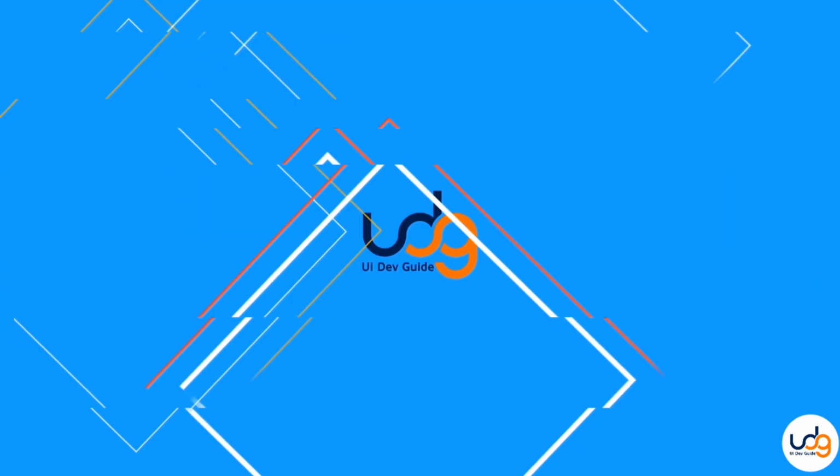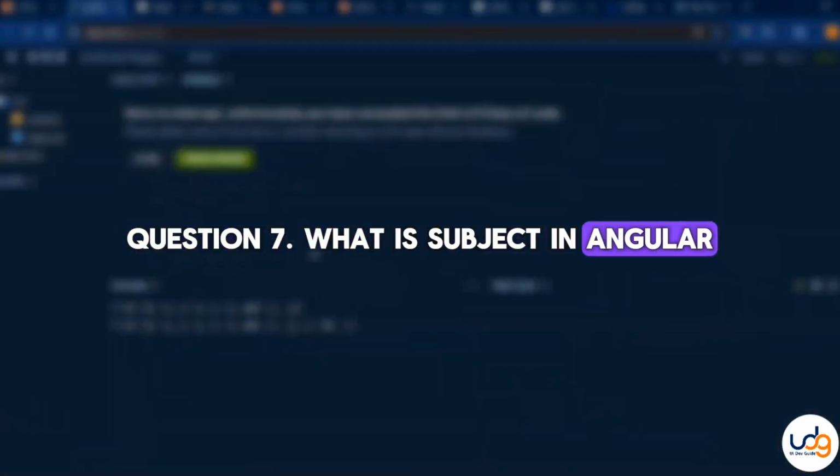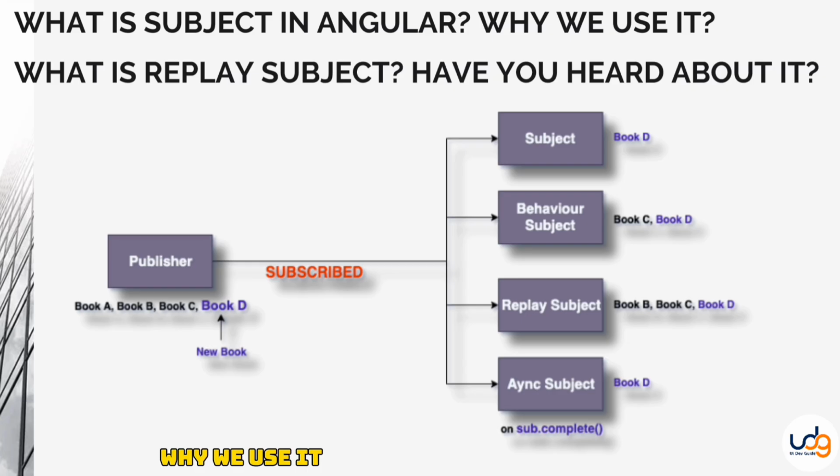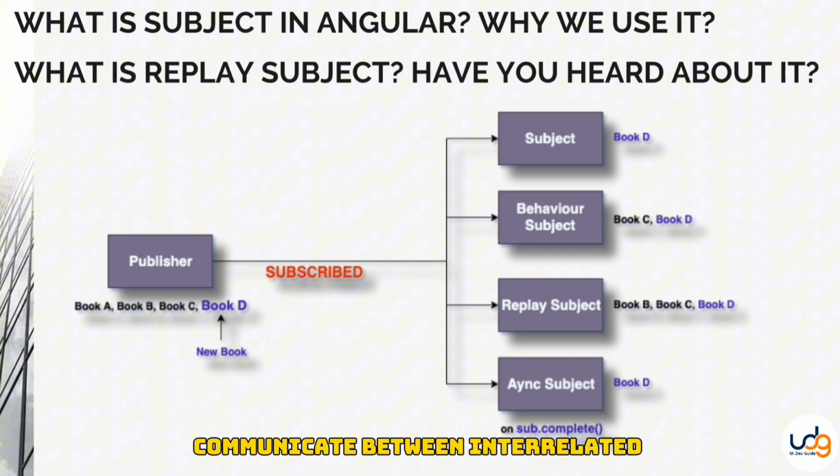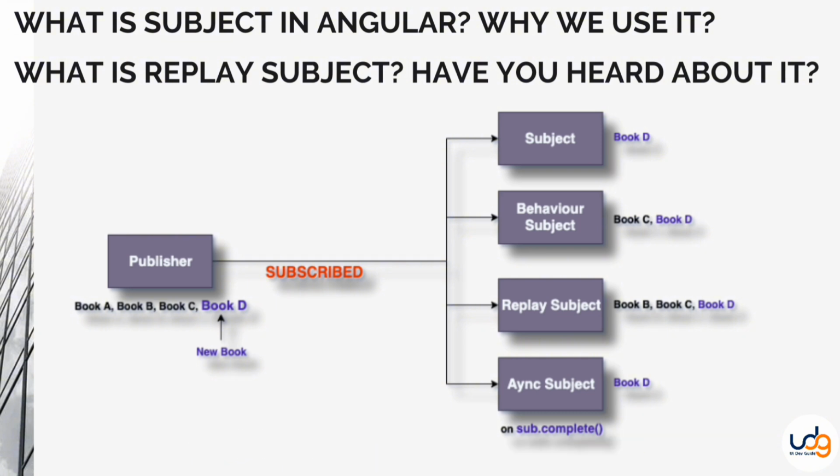Now tell me, what is a subject in Angular? Why do we use it? A subject we generally use to communicate between interrelated components. A subject is an RxJS construct used for asynchronous events. It can act as an observable as well as a subscriber. And for a subject, we do not need to provide any initial value.